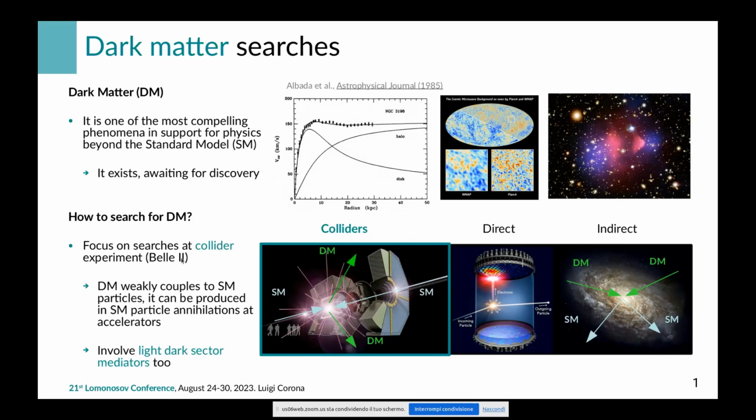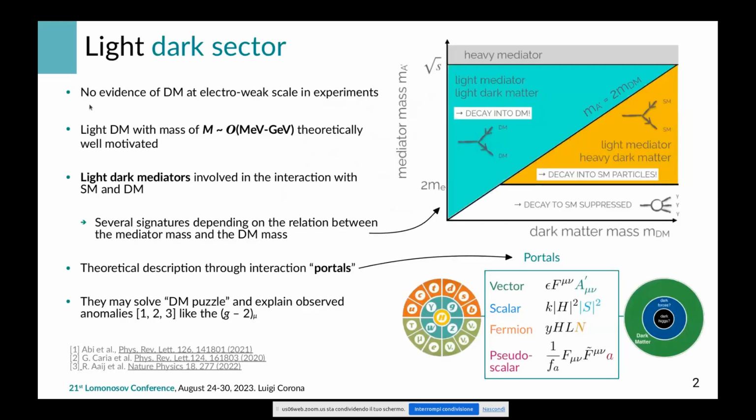You already heard a lot about direct searches, and now the focus of my talk is on Belle II, which is an experimental collider. In this kind of experiment, if dark matter is weakly coupled to standard model particles, then it can be produced in standard model particle annihilations in the accelerators, involving dark sector mediators too. So what are dark sectors? As I said, currently there is still no evidence of dark matter at the electroweak scale in experiments, and this motivates the introduction of dark matter with a mass of the order of MeV or GeV that needs dark sector mediators involved in the interaction between standard model and dark matter particles.